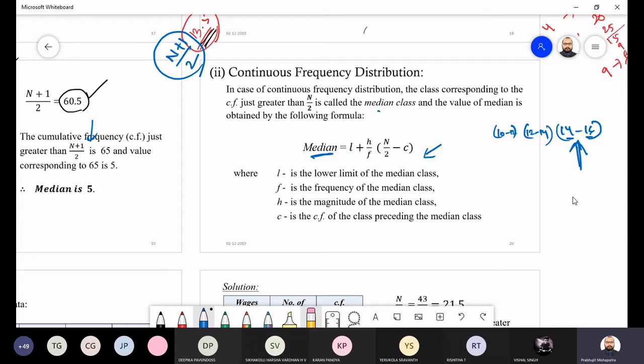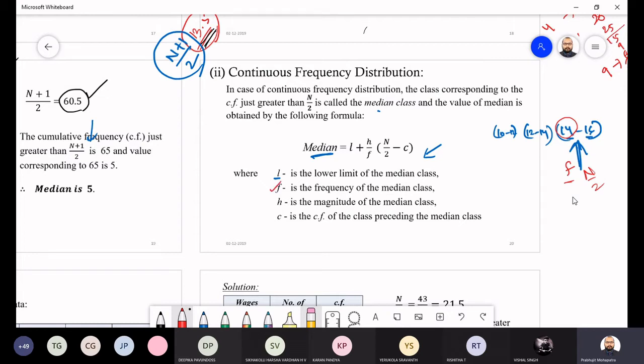For that, the formula has been derived. First you have to find the median class, which you can do using the cumulative frequency, so you will not face any problem. But here you have to take care in this formula. L is the lower limit of the class, that is, the lower limit of the median class. For example, your n by 2 is lying here. Then f is the frequency of the median class. It will have the frequency also. So f is the frequency of the median class.